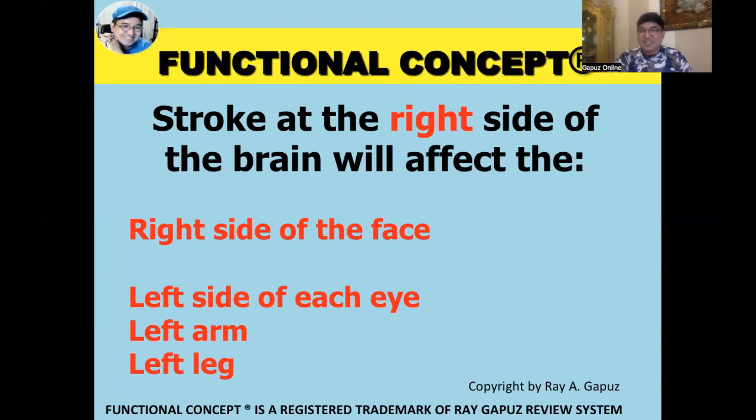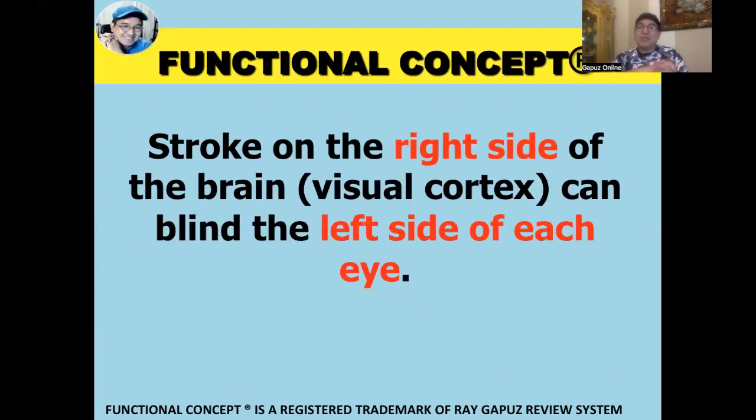Okay, now a stroke on the right side of the brain that affects the visual cortex can blind the left side of each eye. So the right part of the brain can blind the left side of each eye. How would you know that? When they are eating and they're just consuming the food on the right side of the plate, and they're not touching the food on the left side of the plate, the patient is having homonymous hemianopsia.